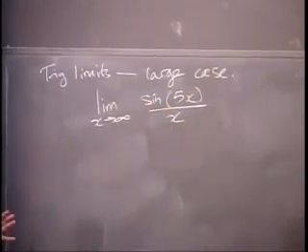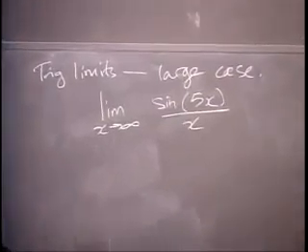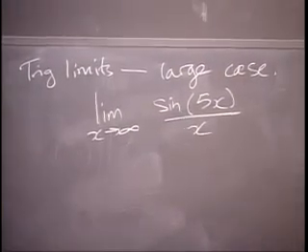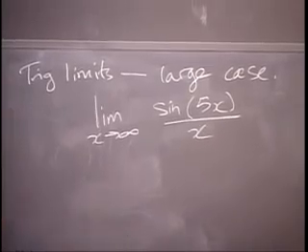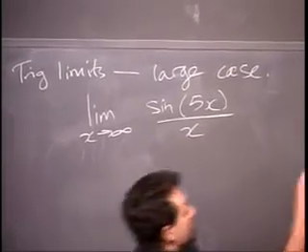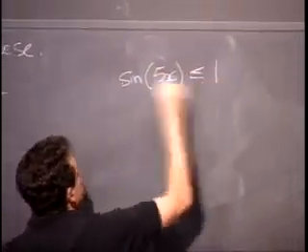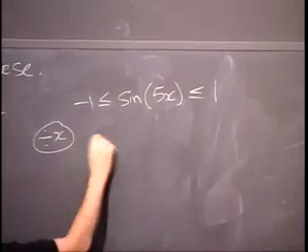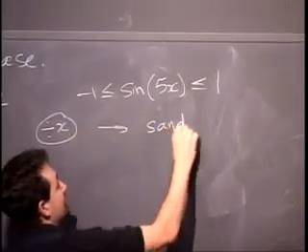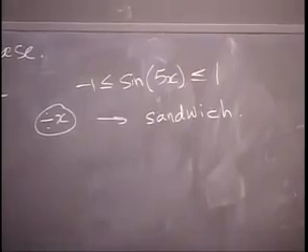They all looked pretty similar. But I wrote that one up, and I didn't really say how to do it. Well, the answer is you do it with the sandwich principle. I'm not going to write it out again because we've looked plenty of times at it, but you basically start off with sine 5x is between minus 1 and 1, and then divide both sides by x and use the sandwich principle.